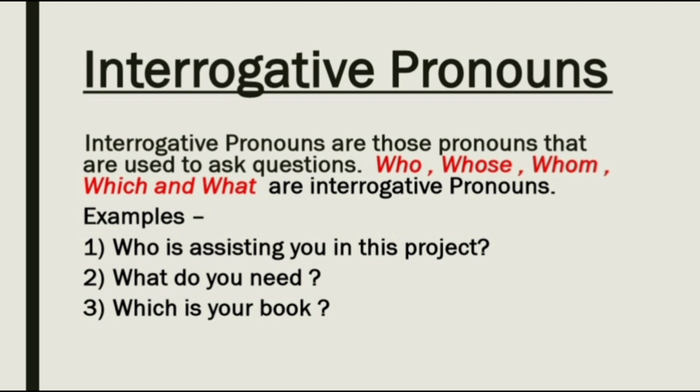What are interrogative pronouns? Interrogative pronouns are pronouns that are used to ask questions. Who, whose, whom, which and what are interrogative pronouns. So, who, whose, whom, which, what are used to ask questions, and they are interrogative pronouns. Interrogative pronouns can be used to ask questions about people or things. Example: Who is assisting you in this project? What do you need? Which is your book?